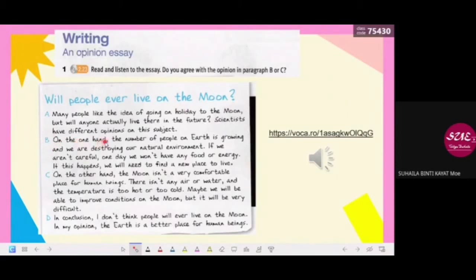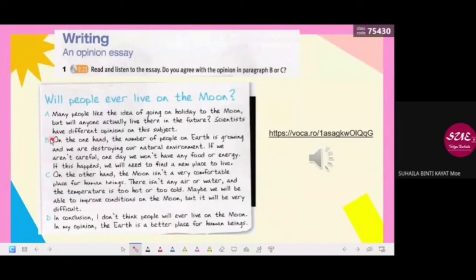On the one hand, the number of people on Earth is growing and we are destroying our natural environment. On the other hand, sebaliknya, the moon isn't a very comfortable place for human beings. There isn't any air or water. Okay, sekarang soalan kat sini tanya, do you agree with the opinion in paragraph B or C?